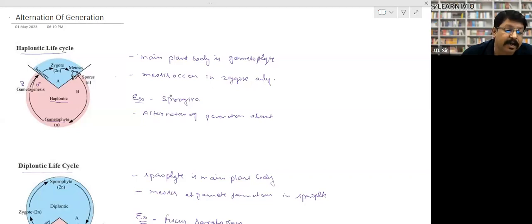Example, Spirogyra. So what is Spirogyra? A green algae. Alternation of generation is absent. Only one kind of organism, only one kind of plant is found in the life cycle, that is gametophyte. Sporophyte is not there, right? That sporophyte type of plant is not present. So is it clear? Tell me.